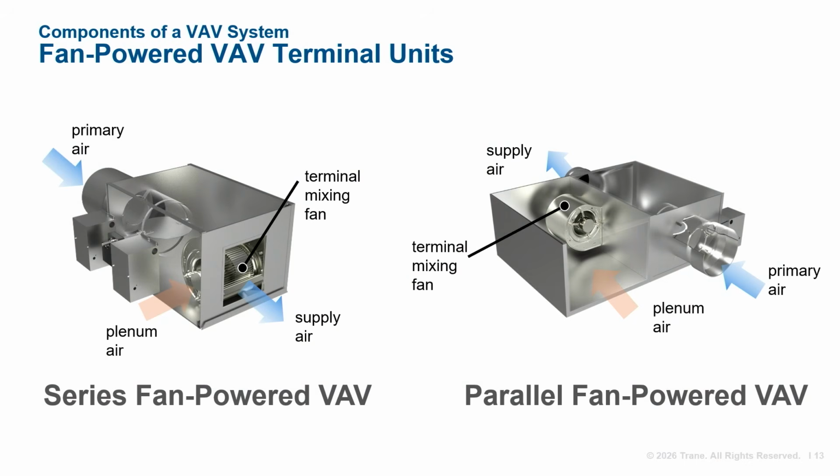The series and parallel fan-powered VAV box draws air in from the plenum and uses a small terminal fan to deliver conditioned air into the zone. And there's another variation called dual duct, where two streams of air, one warm and another cool, flow into the VAV box to make sure the right supply air temperature is produced for each zone. Today, we'll focus only on single duct VAV boxes.